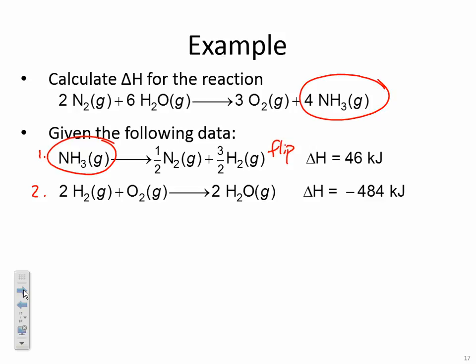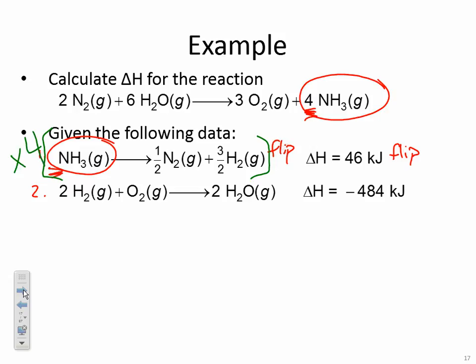I'm going to have to reverse it, which means I'm going to have to negate the sign on delta H. Then, looking at quantities, in reaction 1 right here, there's only one ammonia. There's only one NH3. But in the reaction that I want, there are 4 ammonias. That means that I'm going to have to multiply this entire equation by 4.